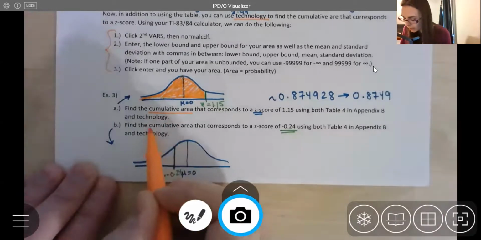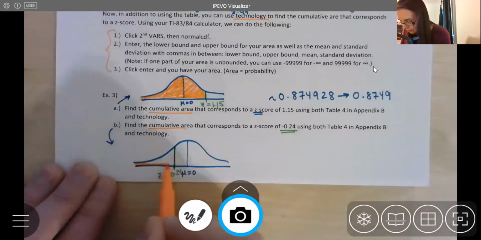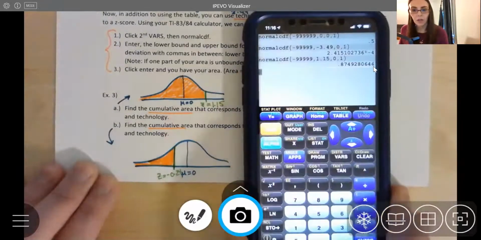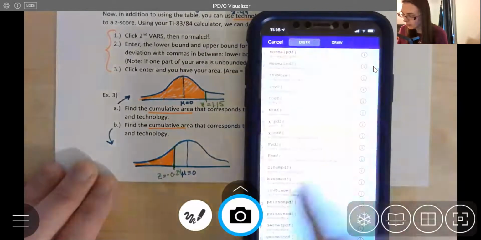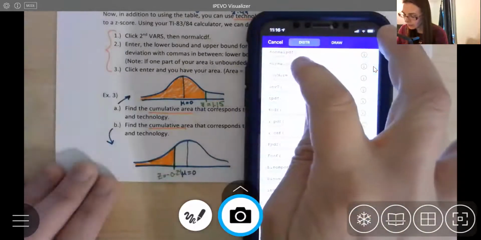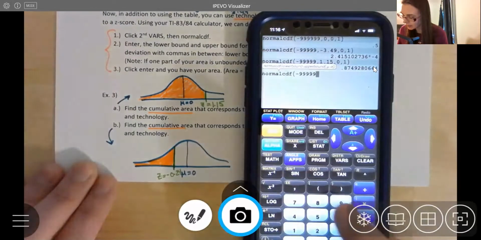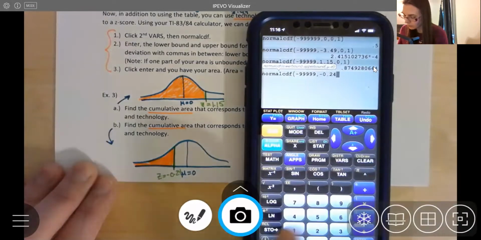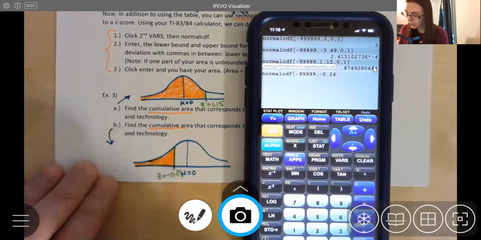And if it says cumulative area, you're looking at the area from the left. So we're coming in from the left and we're shading all the way till we get to that z equals negative 0.24. All right, using technology first. I hit second bars again, and then CDF. My lower bound is negative 99999. My upper bound is negative 0.24, right? Because that's where my shading ends. My mean here is 0, and my standard deviation is 1.